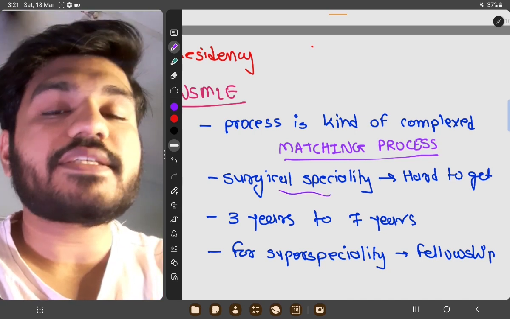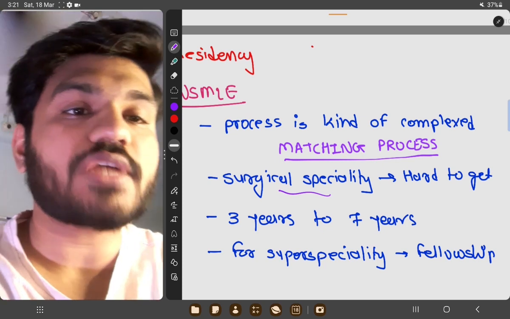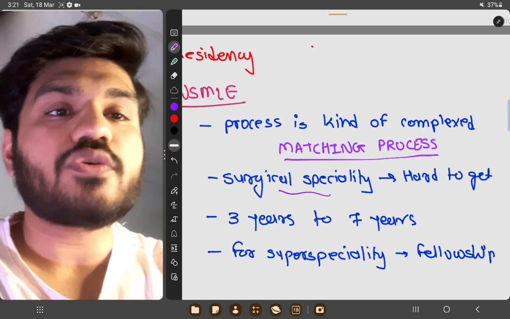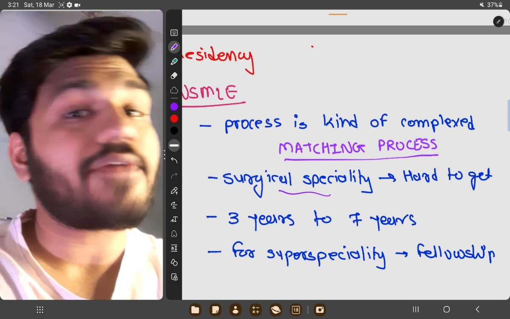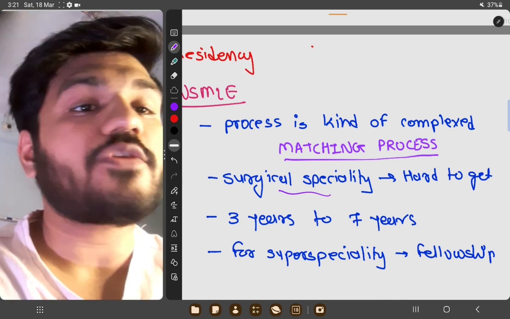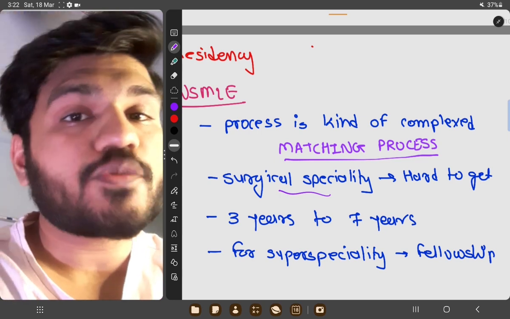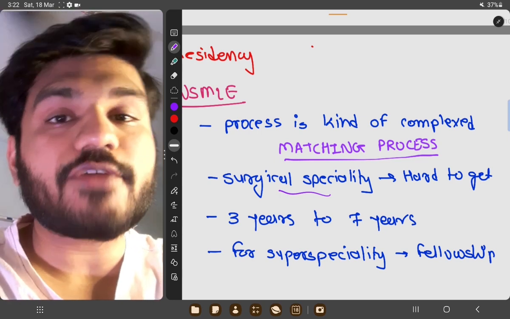So the duration of the residency in the US varies from 3 years to 7 years. Internal medicine and neurology are 3 years of residency, but if you want to do neurosurgery, that is 7 years of residency. And for super specialty, you have to do a fellowship after your residency.